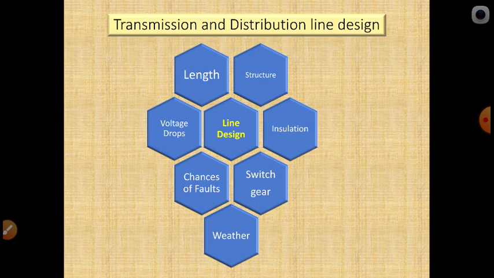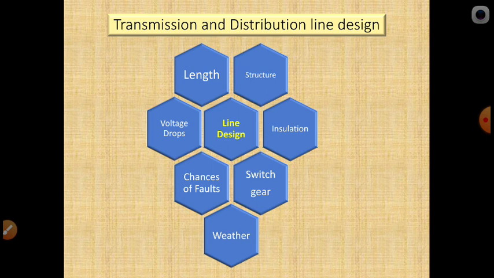So the line design depends upon the length of the transmission line. We have to keep in mind which type of structure we require, which type of insulation we have to prefer, which type of switchgear and protective equipment we have to use, how many chances of faults may occur at that area, and what voltage will be dropped from this place to this place. Regulation also you have to consider. And finally, weather condition also we have to keep in mind.